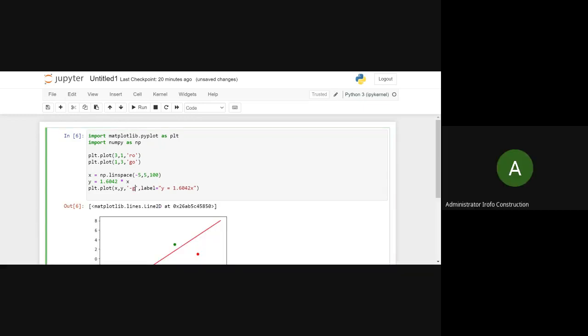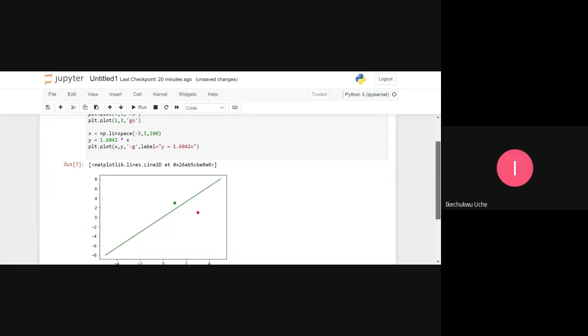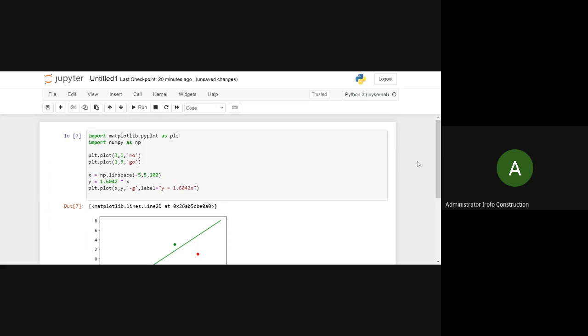If I do it green, the line is changed to green. Oh, okay. So that's the color for the line. So your -5 and 5 is basically a range from -5 to 5. Yeah, -5 to 5. Then the 100 is the 100 values that cover it. Okay.